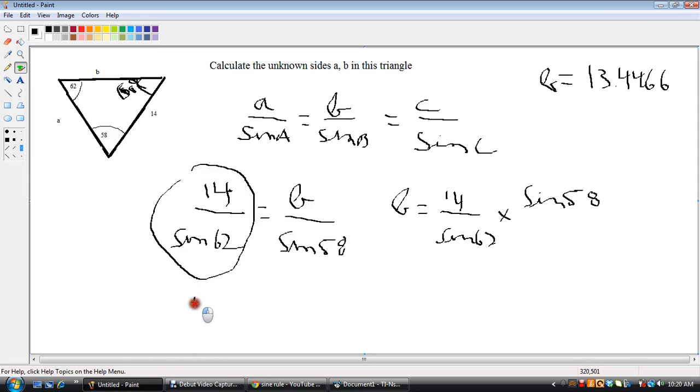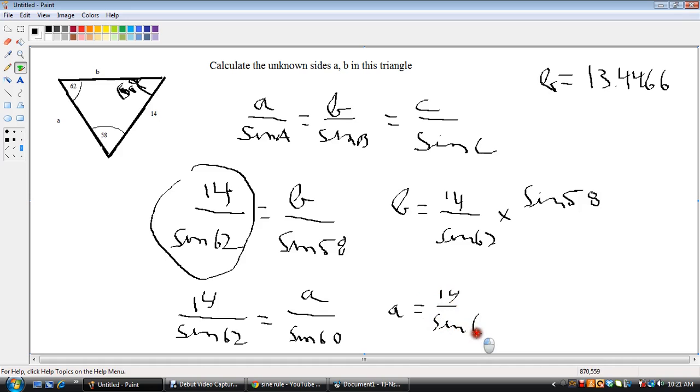Again, we can use this information here. So 14 over the sine of 62 is equal to our unknown value A over the sine of 60. Now if we rearrange and solve for A, we find that A is equal to 14 over the sine of 62 times the sine of 60.